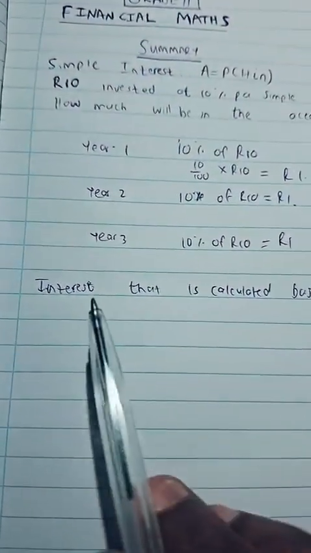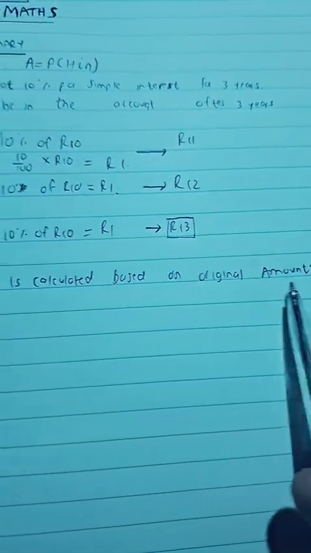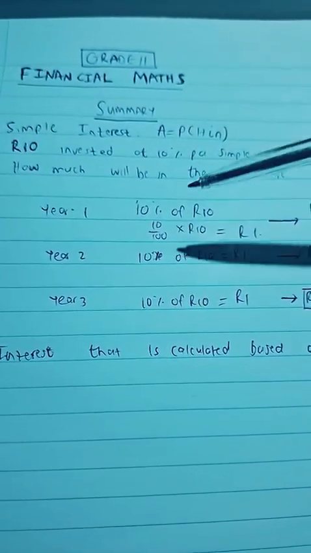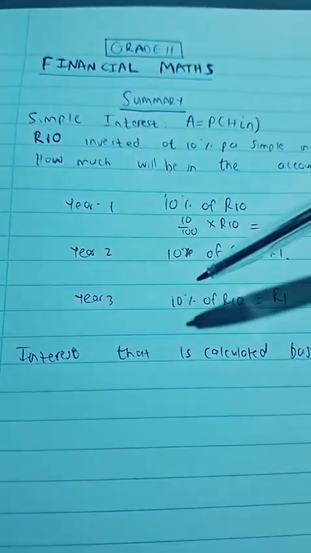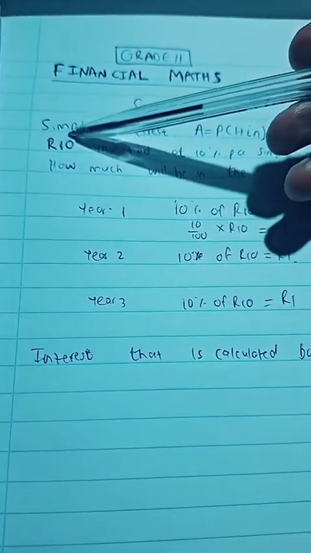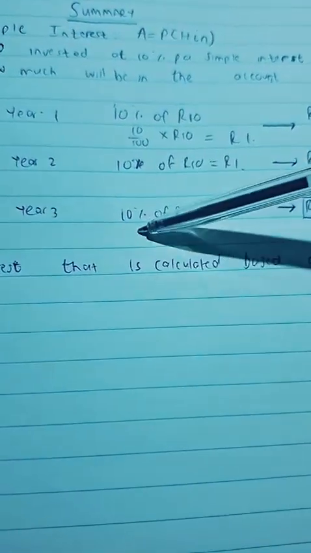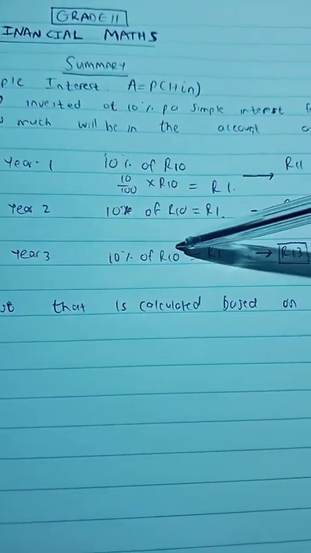I hope that makes sense. So simple interest is calculated based on the original amount. And we are always checking, what is 10% of that amount that we began with. In year 2, we are still asking what is 10% of that amount that was originally put into the account. In year 3, we are still asking what is 10% of that original amount that was put into the account.